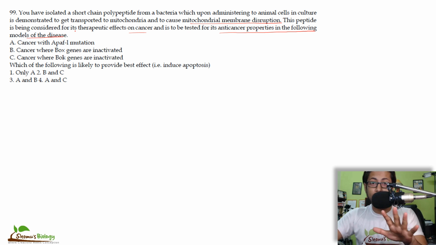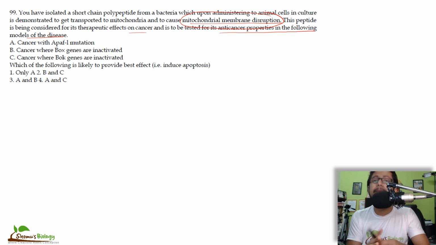Okay. So again, read it once, because a lot of information, sometimes using complex sentences, makes it difficult. You have isolated a short chain polypeptide from a bacteria which, upon administering to animal cells in culture, is demonstrated to get transported into the mitochondria. So the polypeptide can go inside the mitochondria and can cause mitochondrial membrane disruption.